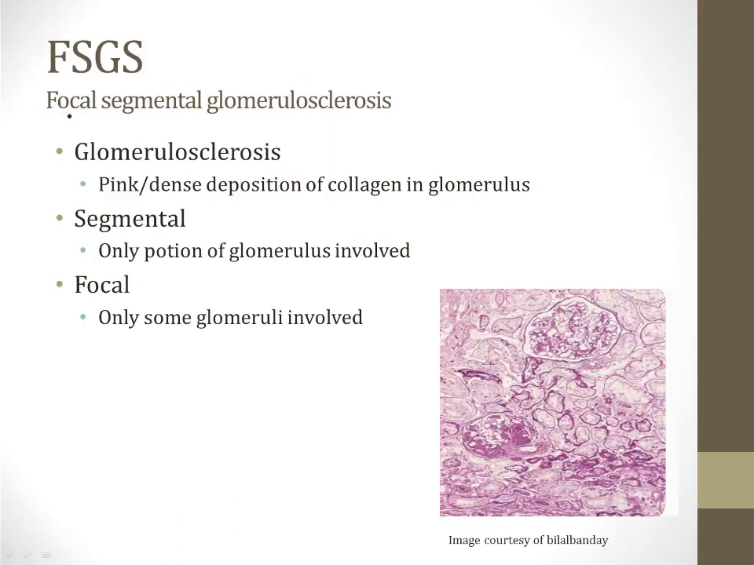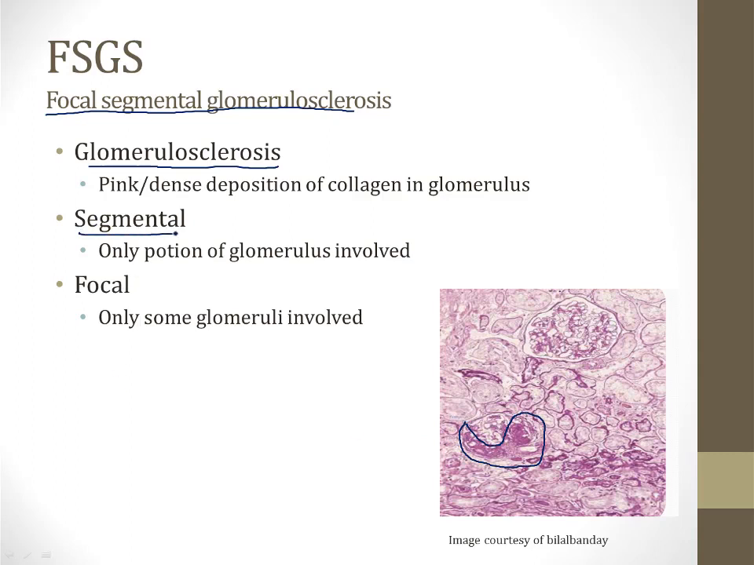Our next cause of nephrotic syndrome is called focal segmental glomerulosclerosis. This disorder gets its name because on biopsy samples there is evidence of glomerulosclerosis, which is pink dense deposition of collagen in the glomerulus. If you look at this image on the screen, you'll see a glomeruli at the bottom where there's accumulation of dark pink material. That is evidence of glomerulosclerosis.